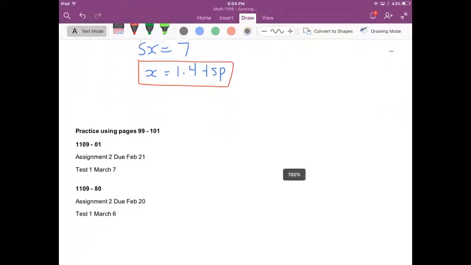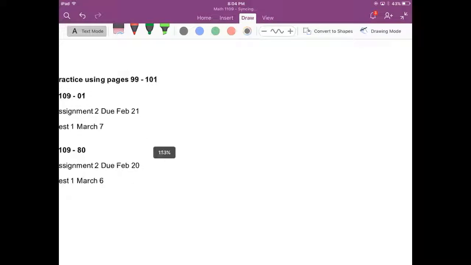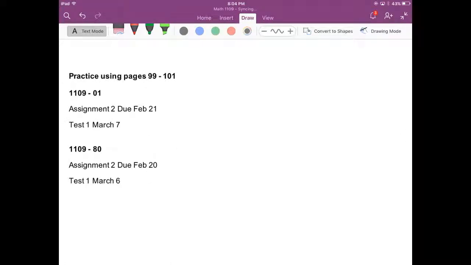Okay, so to practice these conversions, it is page 99 to 101 in your textbook. If you are in my Wednesday night classes, you are section 80, that is the evening class. So your assignment 2 is due February 20th and your test 1 is March 6th.